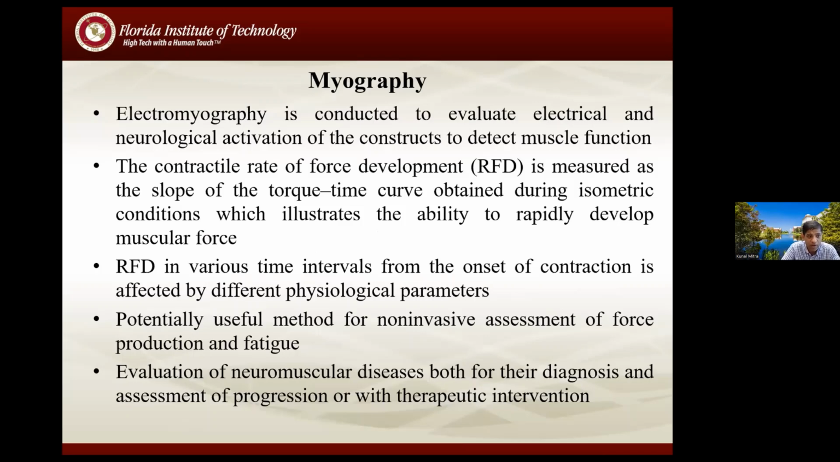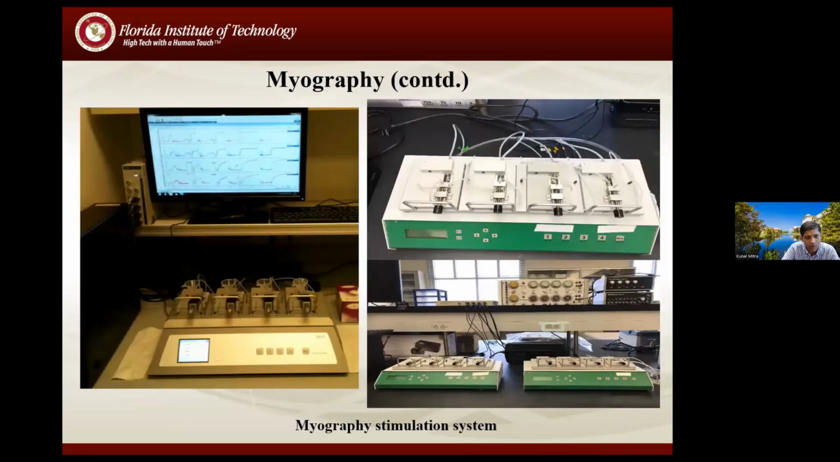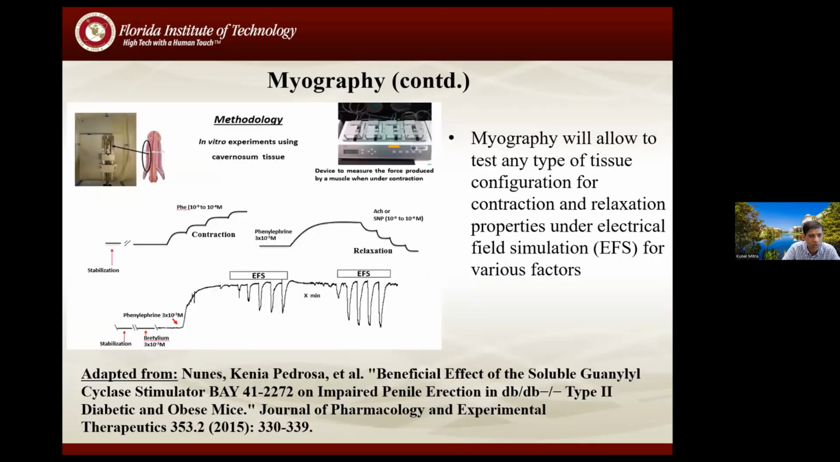And then we also did some myography studies. We want to look at the myography to look at electrical and neurological activation, to look at the muscle functions. So we looked at the force production and fatigue, because that's very important for cardiac tissue. We used a stimulation system to look into that. Myography will allow us to test any type of configurations for contraction and relaxation properties under the field stimulation system for various factors, which was very critical.